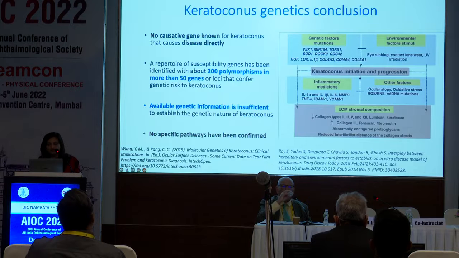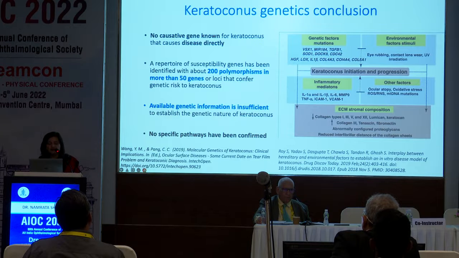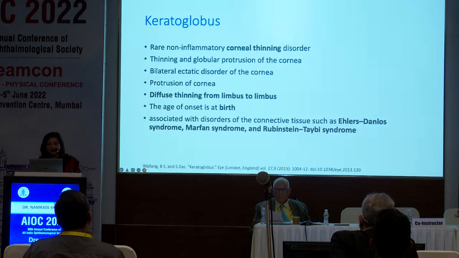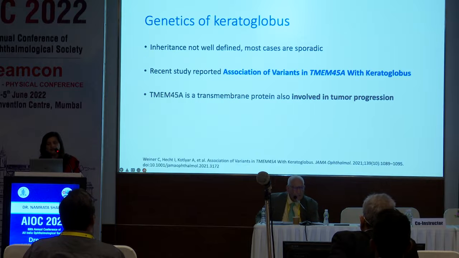So there is no causative gene known for keratoconus that causes the disease directly, and susceptibility genes have to be identified, with about 200 polymorphisms in more than 50 genes. Available genetic information as such now is insufficient for keratoconus, and there are no specific pathways which have actually been confirmed. A word about keratoglobus: nothing much has been done on the other ectasias.